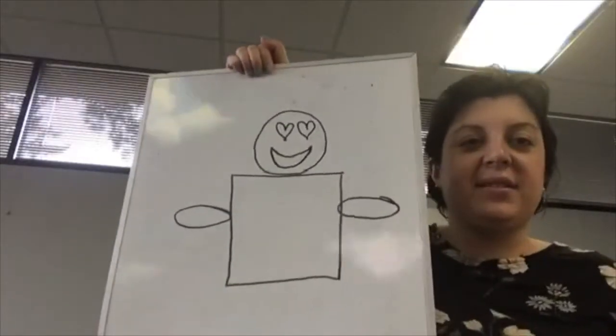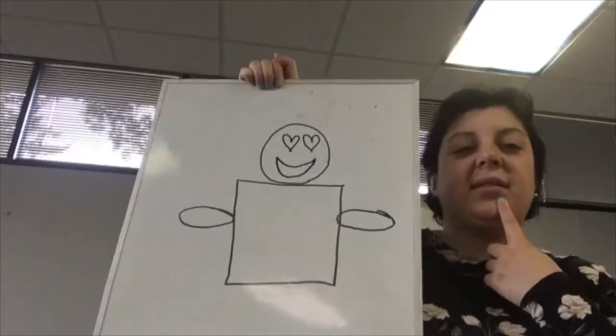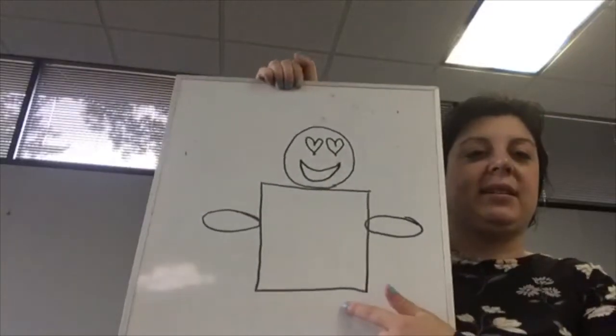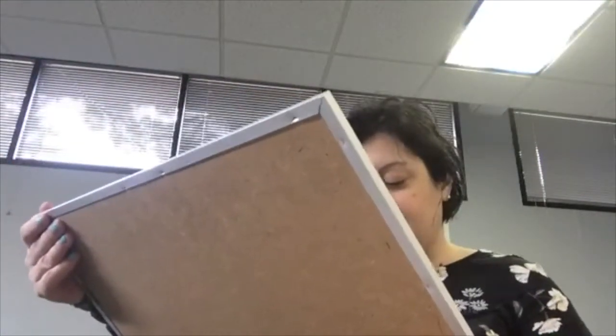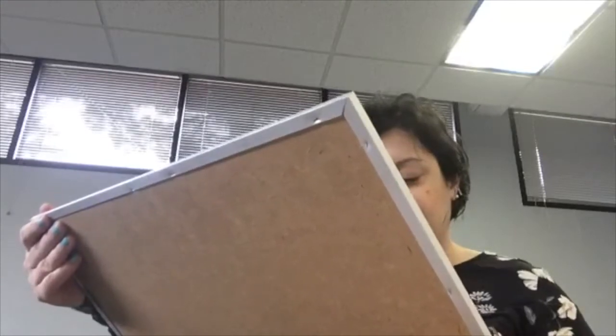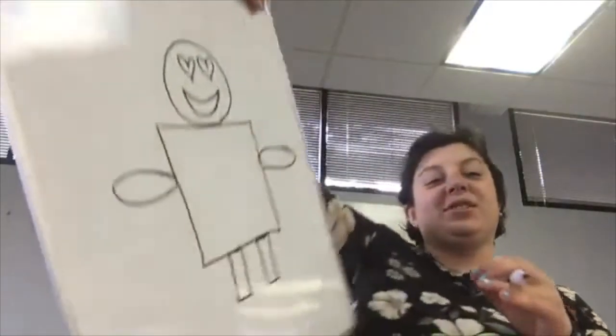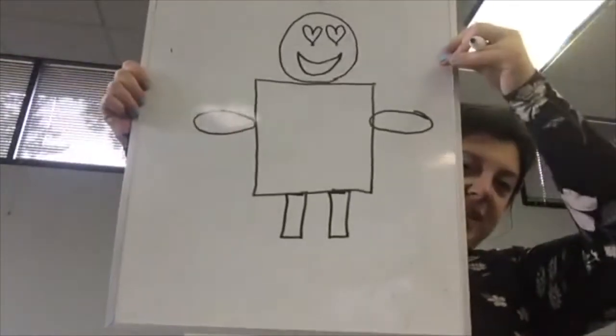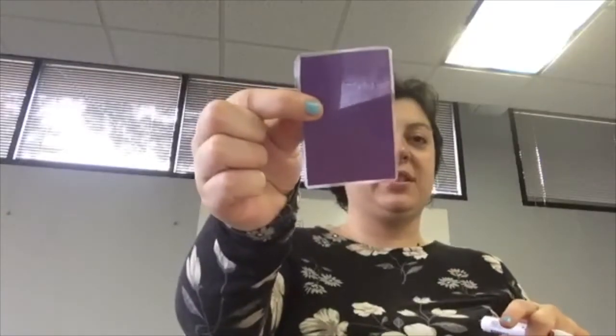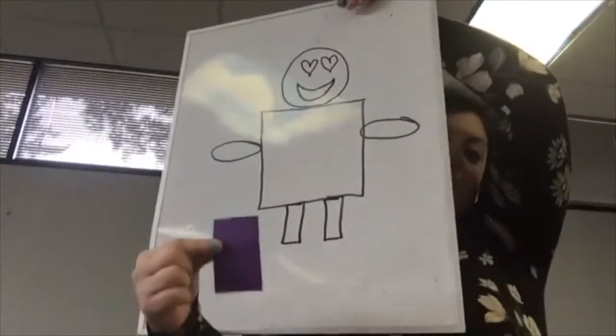What do you think we should add? I think he needs some legs. His legs were made of rectangles. There they are. And his name was Aiken Drum. There are the rectangle legs. Let's find our rectangle shape. Here's our rectangle. It's purple. So, the rectangles on the board are a little bit different size, but they are the same shape.